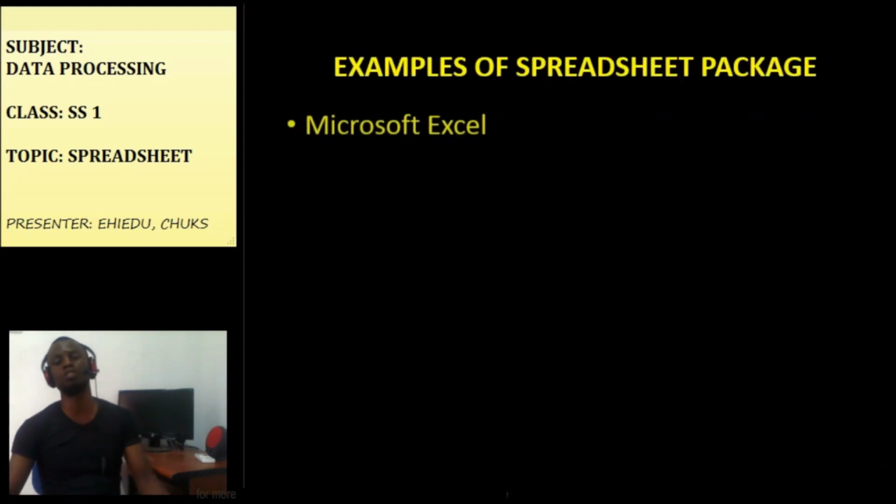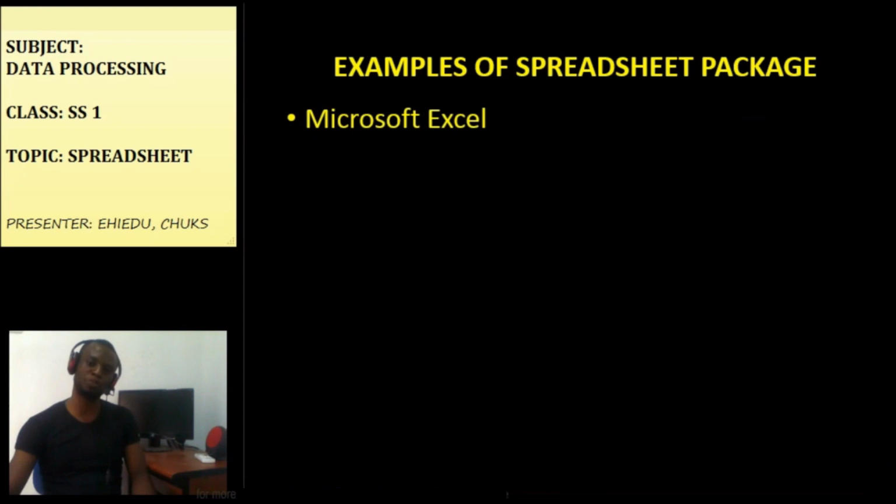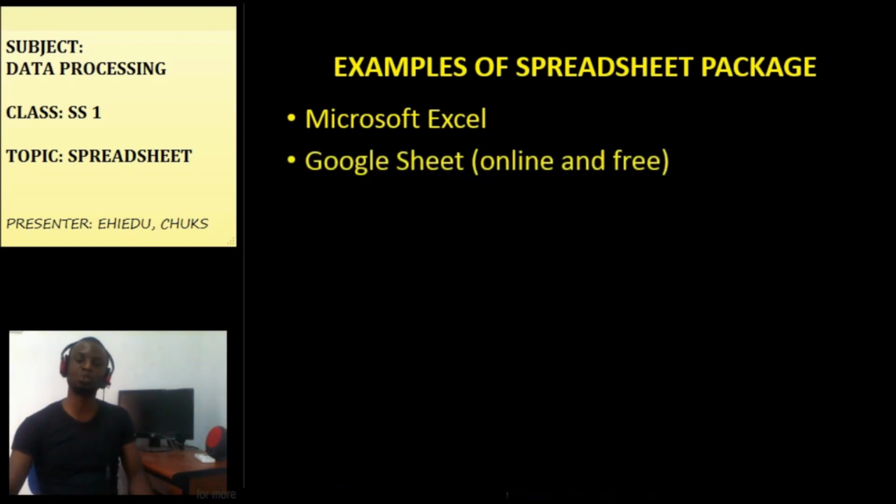Okay, now what are the examples? The common example of a spreadsheet package is Microsoft Excel. It's very common. Then you have Google Sheets, which is the equivalent that can be used online, and it's free. So you can have a group of people working on the same sheet when you are using Google Sheets. All right, you have iWork by Apple. This is usually installed on Mac devices.